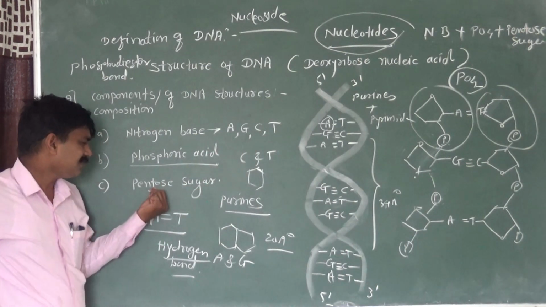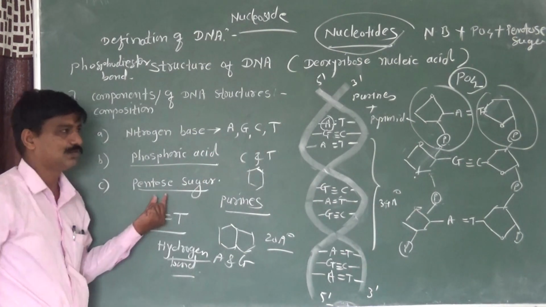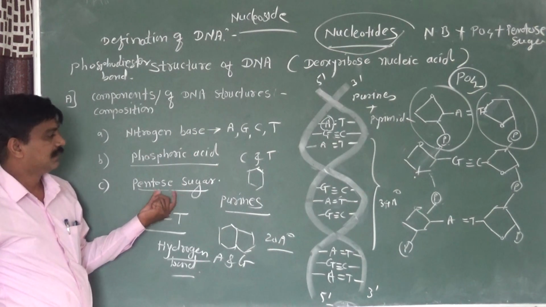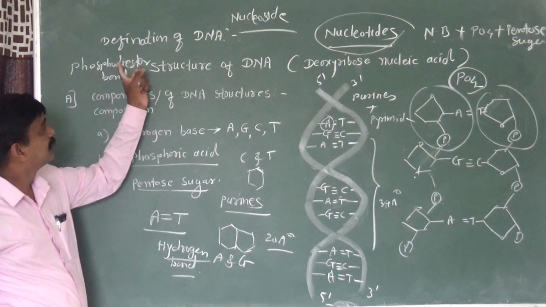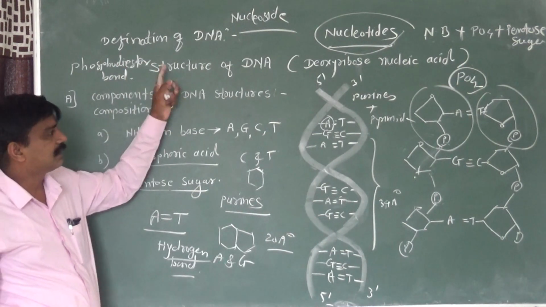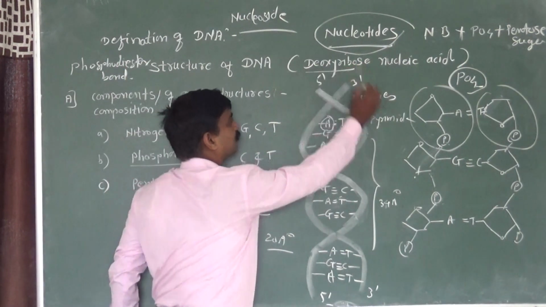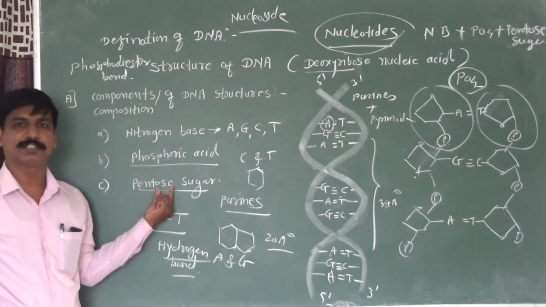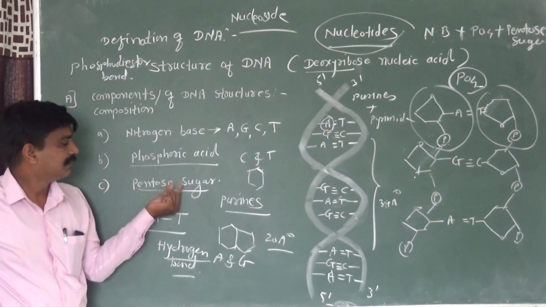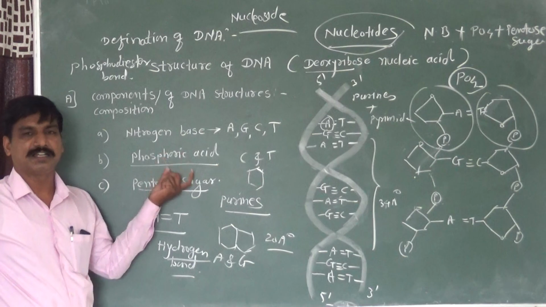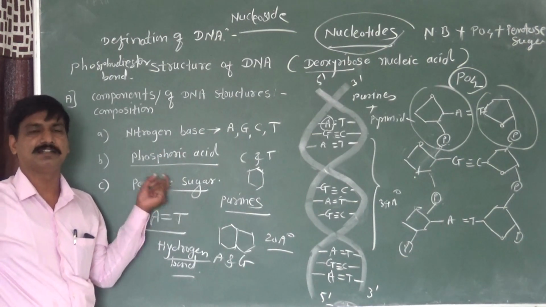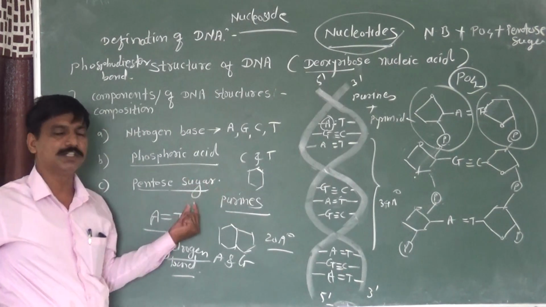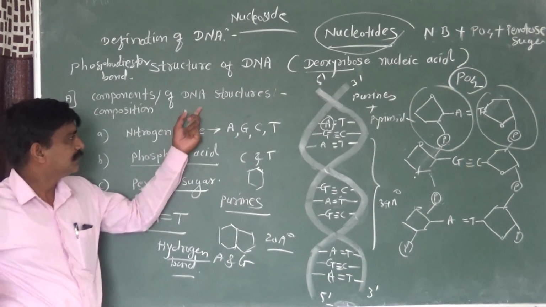Here, the pentose sugars are the two types of sugar seen in DNA as well as RNA. The pentose sugars are deoxyribose and ribose. Deoxyribose is seen in DNA, and ribose sugar is seen in the RNA structure.